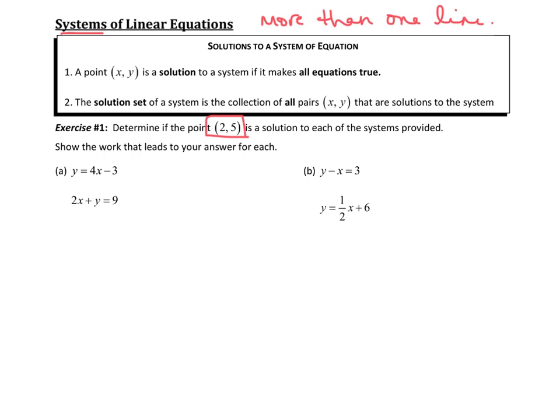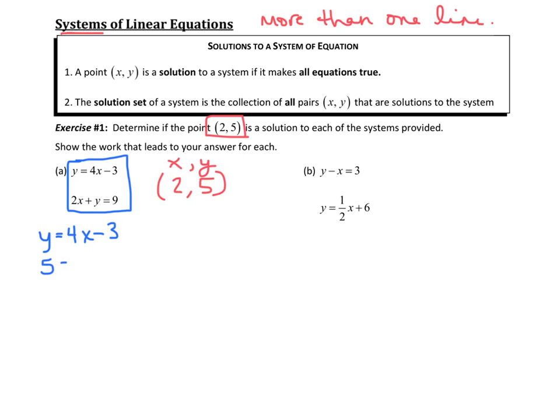So like I said, a system is just a set of linear equations. So in part A, this is our system of equations. We have 2 linear equations. And we have to determine if 2, 5 is a solution to that entire system, which, like I said, means that we are going to take the point 2, 5, which of course is x comma y, and plug that into both. So I'm going to start with the first equation, the y equals 4x minus 3, and I'm going to plug in 2 for x and 5 for y.